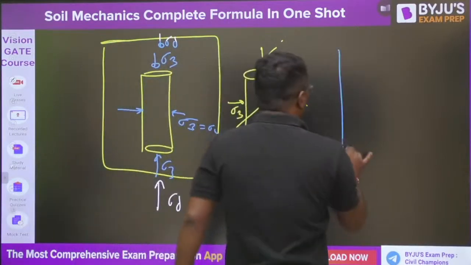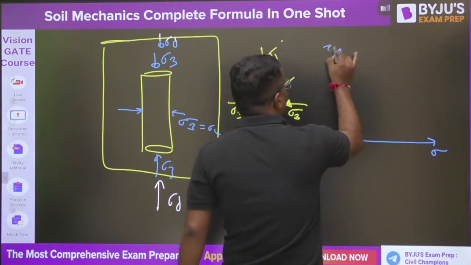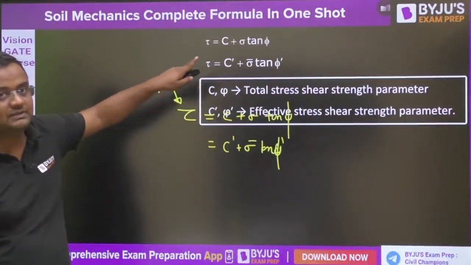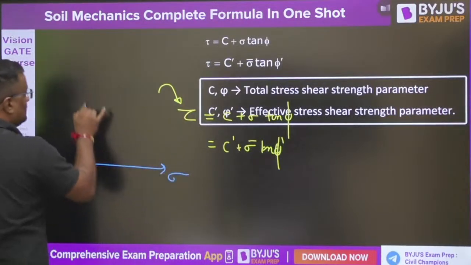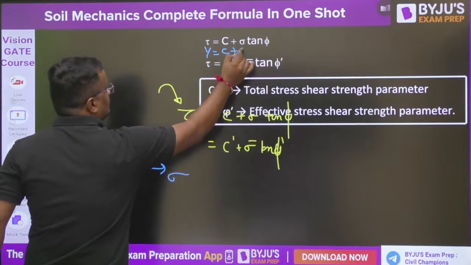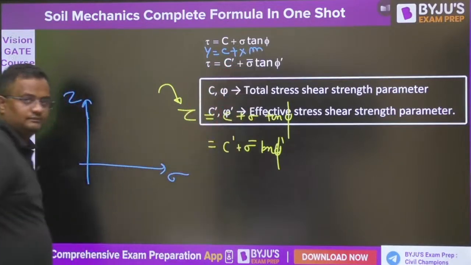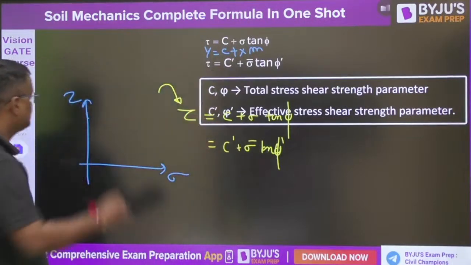Now if we draw the Mohr circle, this is sigma and this is tau. What is the strength? That is also called the Mohr failure envelope. Tau is equal to C plus sigma tan phi. If we are drawing this, y is equal to C plus, this is x, sigma is x, m. This is the equation of a straight line. Y, that is tau, x, is mx plus c. So this is a straight line.